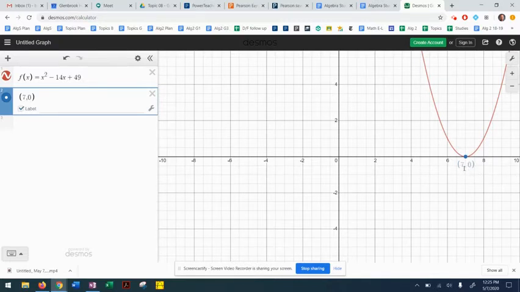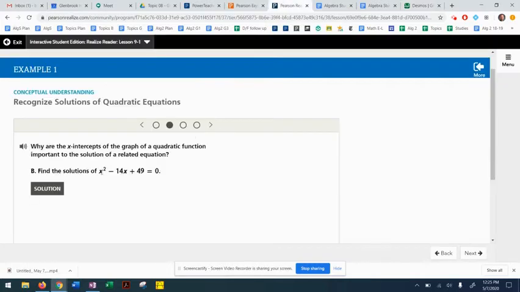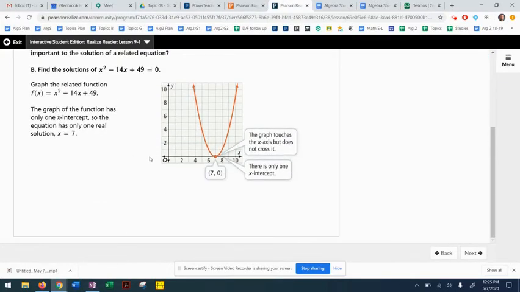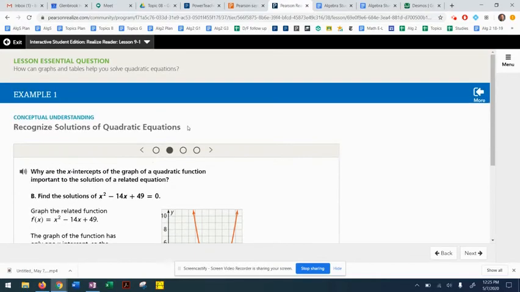That means that the only solution to this equation is 7. 7 is the solution. That's where the parabola crosses. If we were to carry out their work, they do the exact same work, and they show us that x equals 7 is the solution.